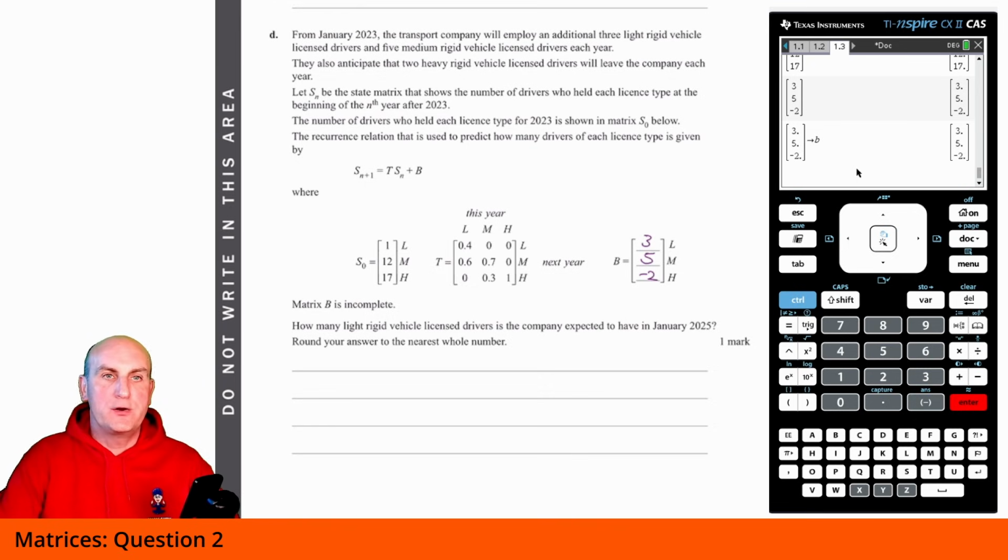-2. Now let's store that into B. Store as B: 3, 5, -2. Right, how many light rigid vehicle license drivers can we expect to have in January 2025? So we're going to do 2 of those.